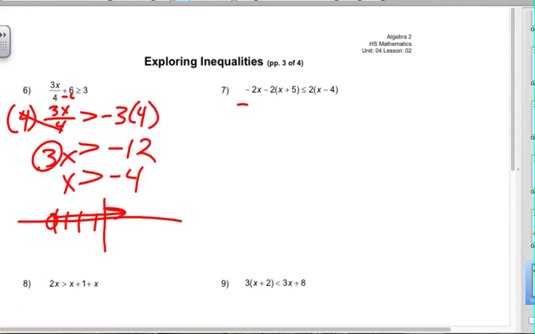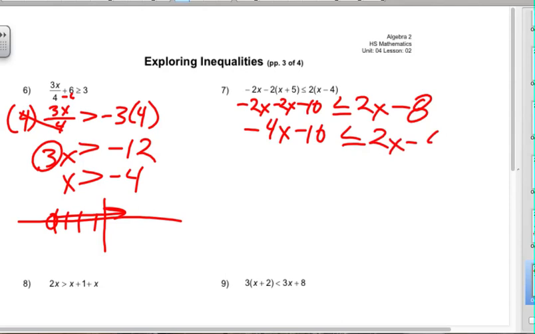So I'm going to have negative 2x minus 2x minus 10, less than or equal to 2x minus 8. And I'm going to simplify, so I get negative 4x minus 10 is less than or equal to 2x minus 8. Alright, so I add 10. I get negative 4x less than or equal to 2x plus 2.